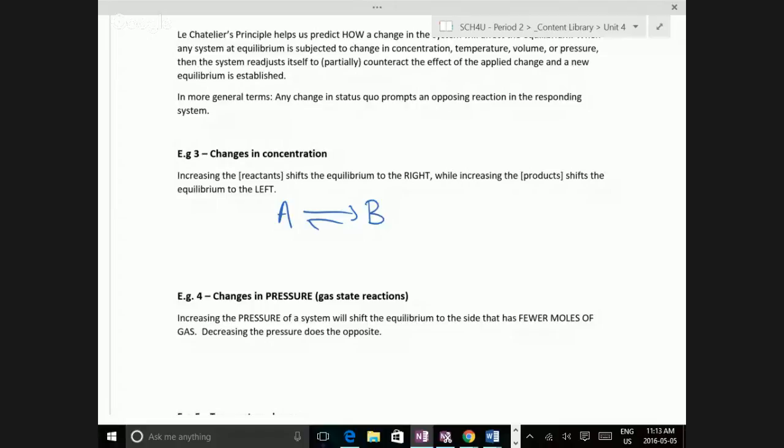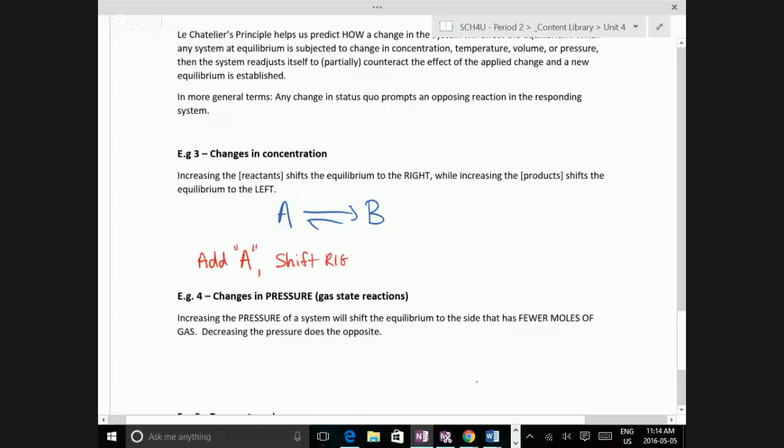So Le Chatelier's principle tells us that a reaction will always work in the opposite direction of a change to restore equilibrium. It's tough to know how to write that in this space. But what I'd say is this. If we increase the concentration of A, or if we add A, it's going to shift right.